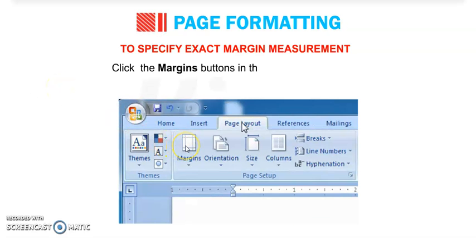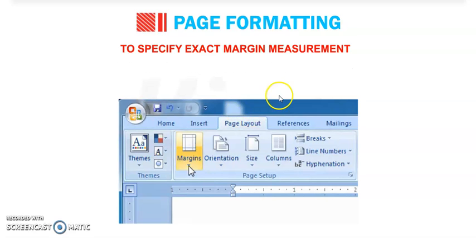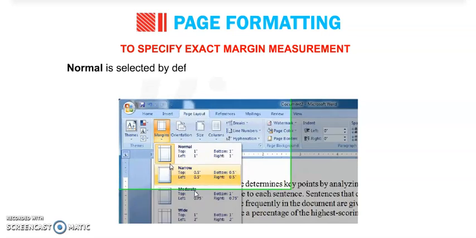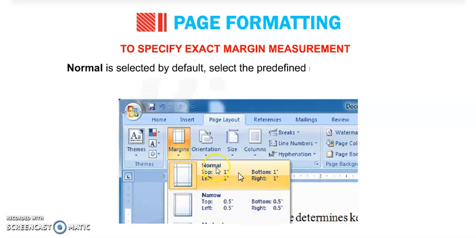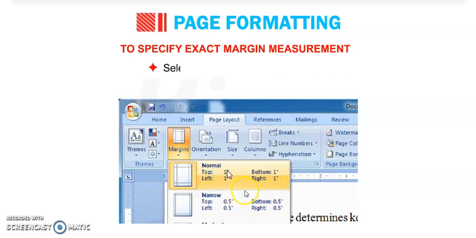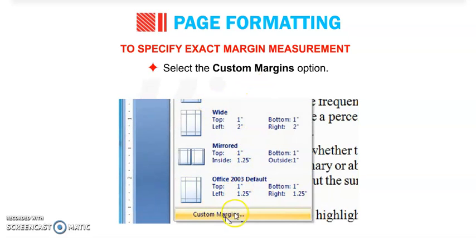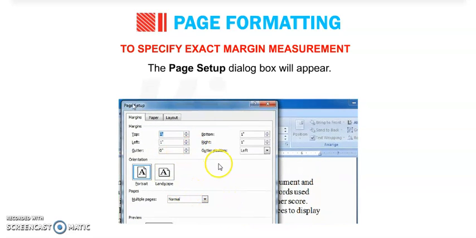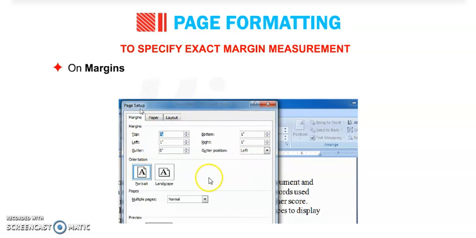Next is to specify exact margin measurements. For that you have to click the Margins button in the Page Setup group. A drop-down list of options will appear. Normal is selected by default. Then select the predefined margin size, whatever you want. Then select the Custom Margins option. This is the custom margin. The Page Setup dialog box will appear.